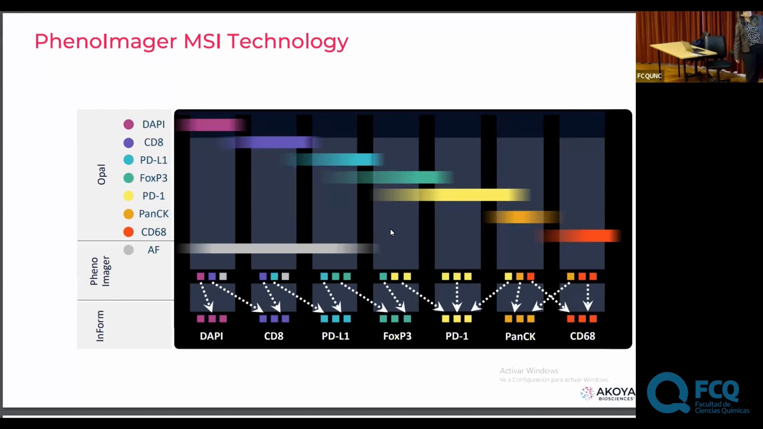The PhenoImager is going to pick up all of the wavelengths, and our inForm is going to correctly input each of those wavelengths into the correct bucket, so we don't have all of these signals in our DAPI signal. That's not what we want. We want to isolate DAPI, CD8, each of our markers. So that's exactly what our unmixing algorithm does. It'll take it from our Opal panel, image in our PhenoImager, and then move to our inForm for unmixing.